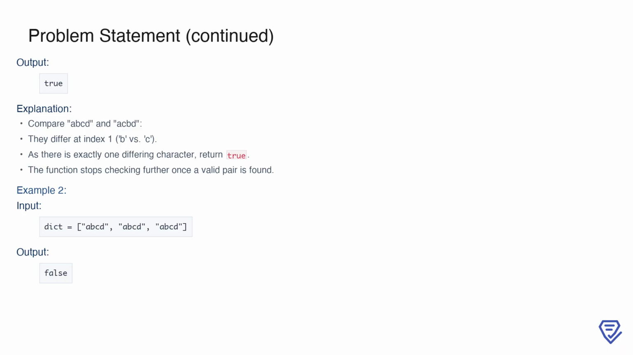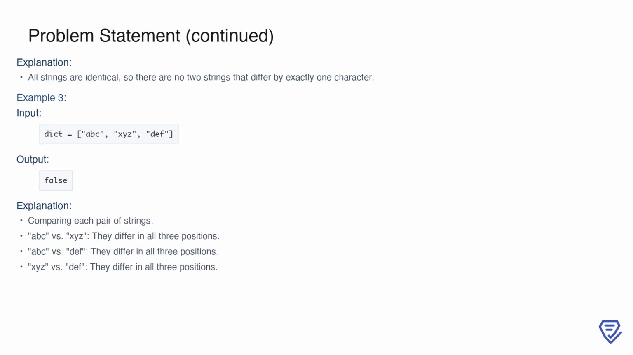Now, for another example, let's look at dict equals ABCD, ABCD, ABCD. In this case, the output is false. All the strings in the list are identical, and therefore, no two strings differ by exactly one character. Since the condition is not met, the function correctly returns false.